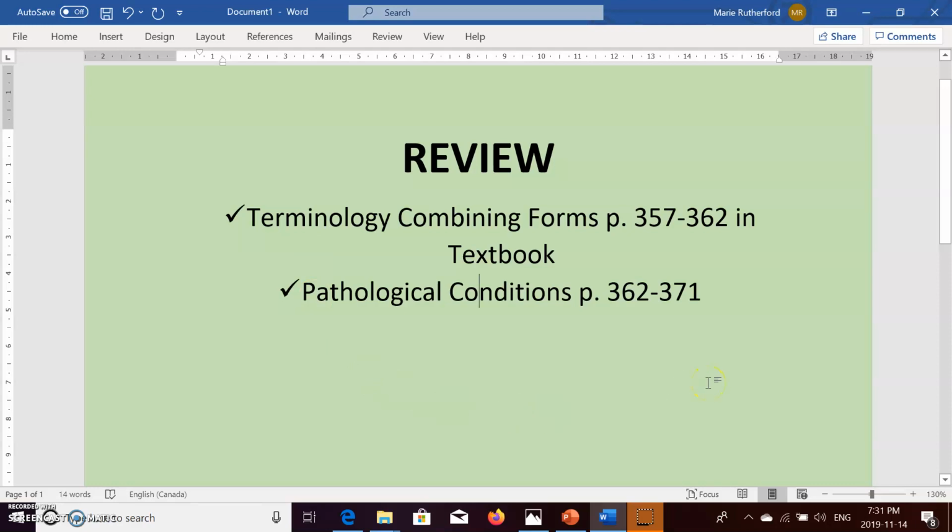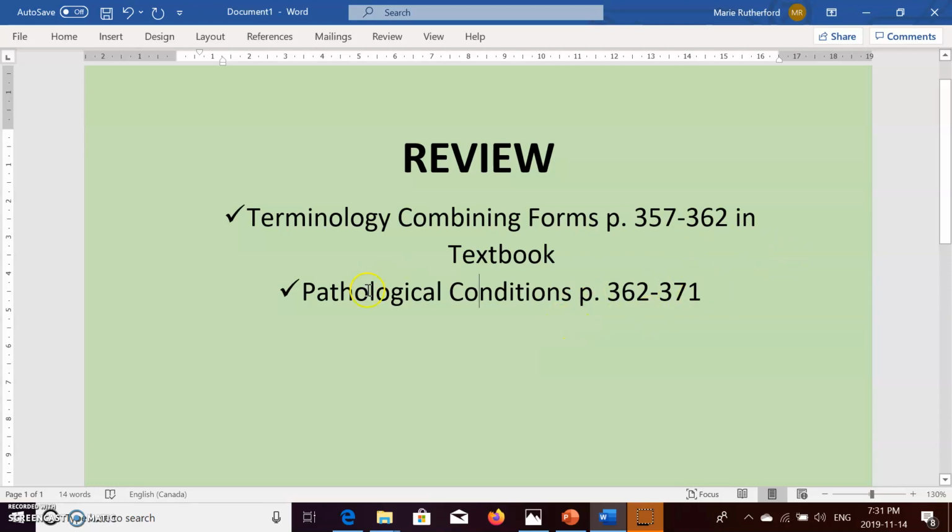As a best practice, I recommend going through the terminology and combining forms found on pages 357 to 362 in the textbook. There are a lot of combining forms for this system, and it's one of those systems that requires a lot of reading and repetition. So I recommend you go through those exercises because a lot of the combining forms you may only have seen once, even in medical terminology.